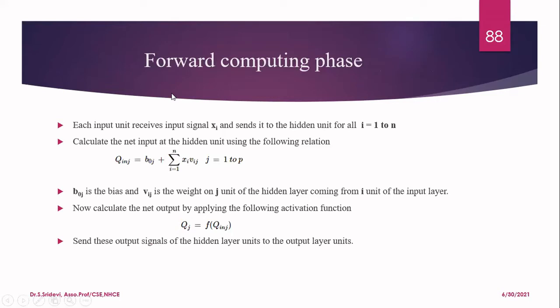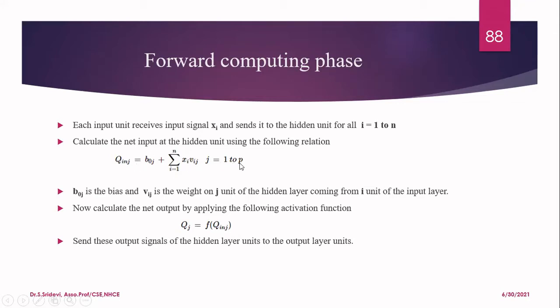Now, forward computing phase. In this, each input unit receives the input signal xi, and then it will send it to the hidden unit for all i equal to 1 to n. Here n represents number of inputs we have. Now, the hidden layer neuron is going to calculate the net input by using this particular equation. This only I have told you in the previous slide. Sigma i equal to 1 to n xi multiplied by wij. This is weighted sum of all the inputs. Then add the bias to that. It's nothing but b0j. Then finally, after you add it, you will be getting q in j.